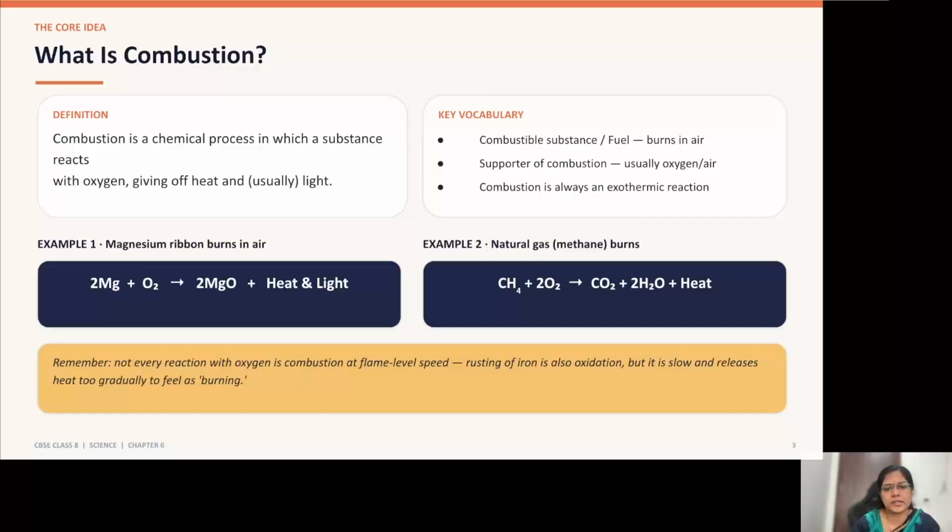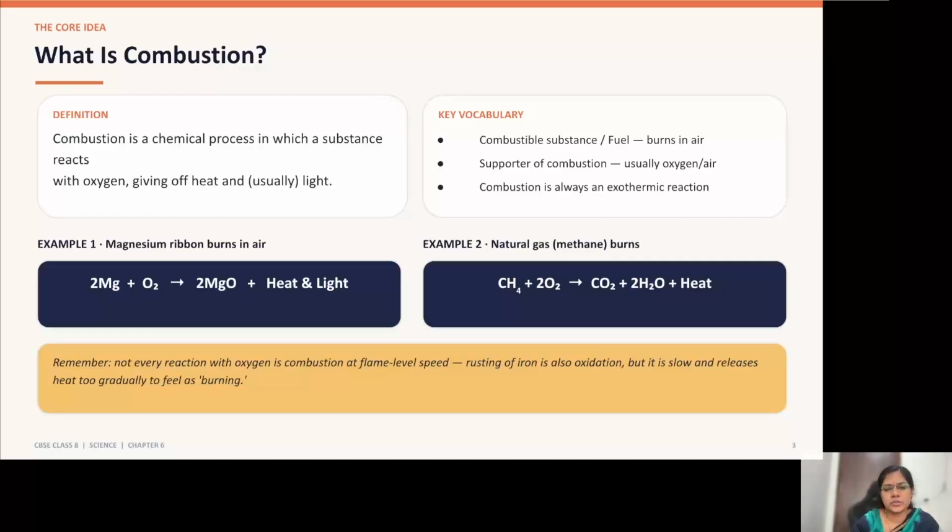The second example is methane, CH4, the main component of LPG, natural gas or biogas. It shows that combustion of fuels containing carbon and hydrogen produces carbon dioxide and water vapor. This becomes important later when we discuss global warming.